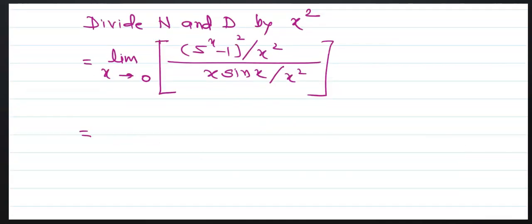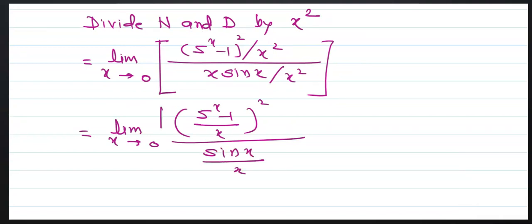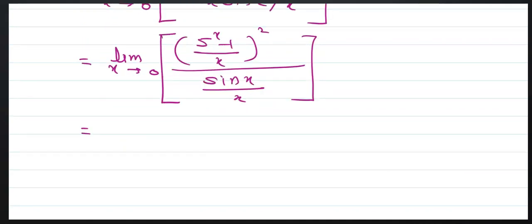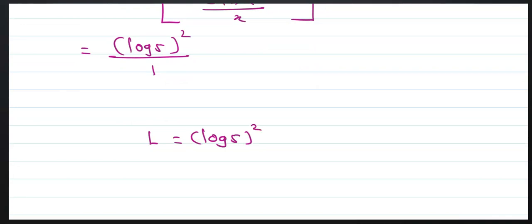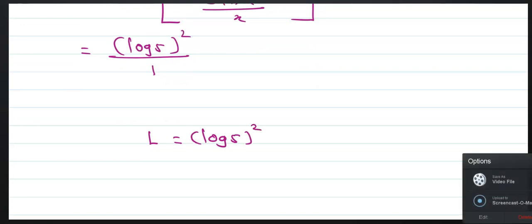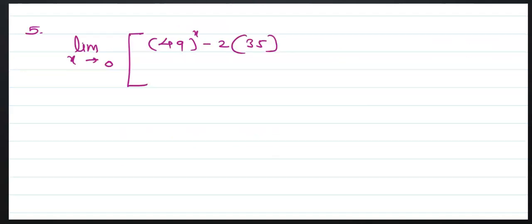Then you will get limit x tends to 0, ((5 raised to x minus 1) upon x) bracket square upon sin of x upon x. Therefore, the value of the limit is (log of 5) bracket square upon 1. Therefore, the limit is (log of 5) bracket square. These are the formulas that we required for this limit.